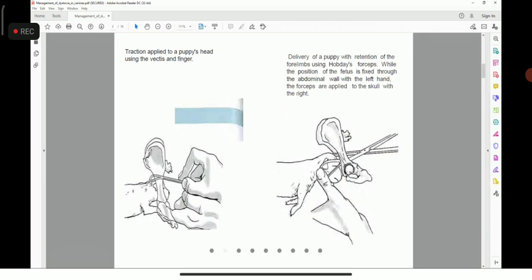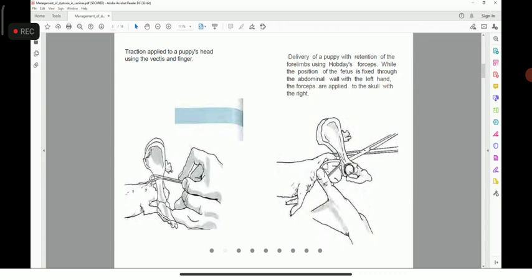So this is how you can use a Vectis. A small instrument is there. So if you are putting your finger pervaginally, and you are able to touch the head portion of the fetus, you can use one of your fingers, putting it below the jaw, and then you can use a Vectis, a very thin instrument, over the head. Okay, and you can make a position so that you can apply traction.